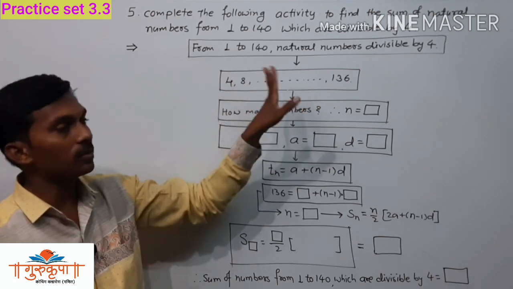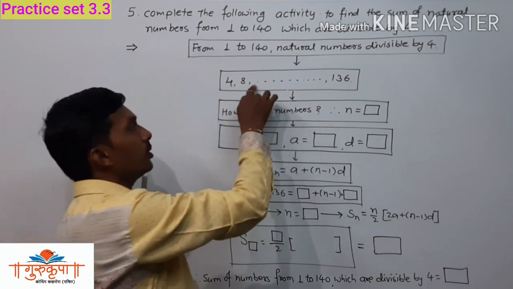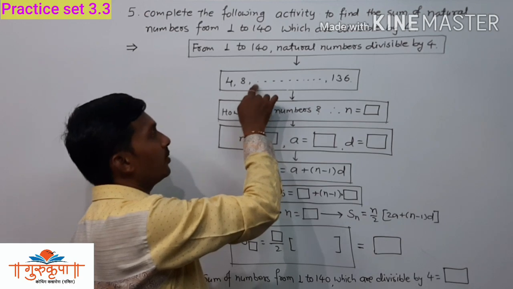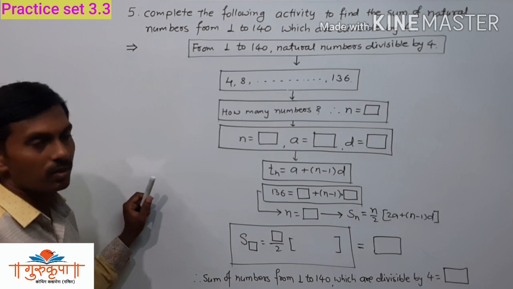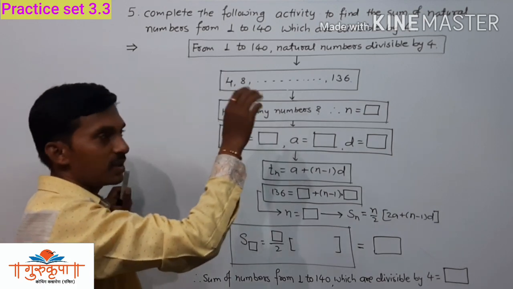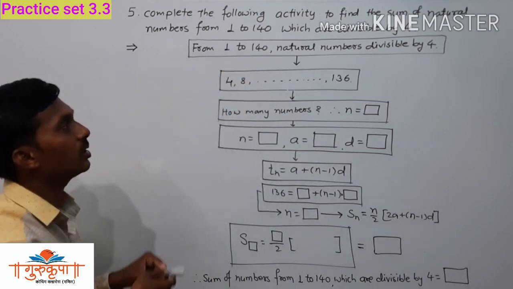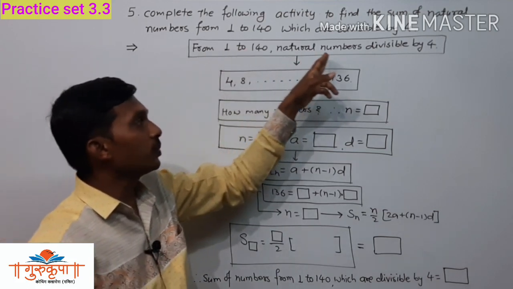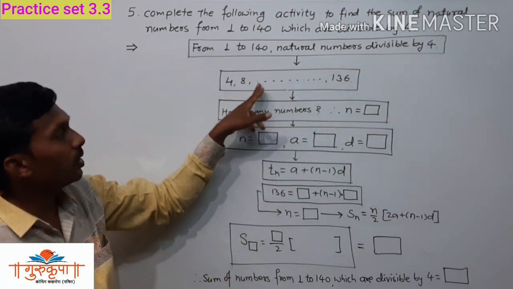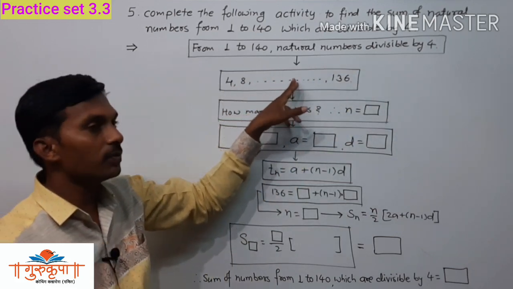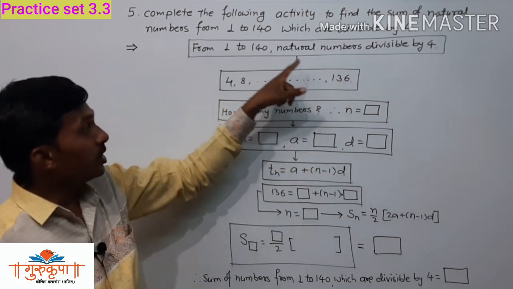No need to write all the numbers. You can write a few numbers after 8, 12, 16 and so on up to 36, or you can put it as it is. It is not necessary to write all the numbers. From 1 to 140, the natural numbers which are divisible by 4 are 4, 8, 12, 16, 20, 24, 28 and so on up to the last number, 136.